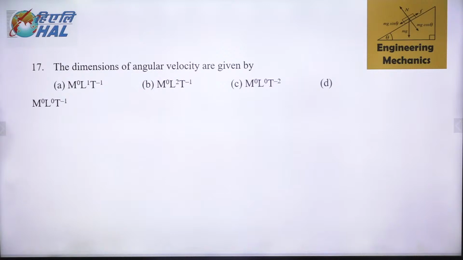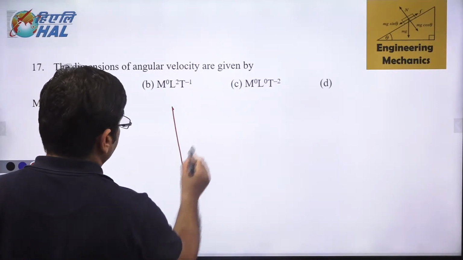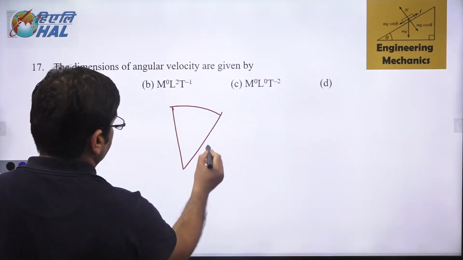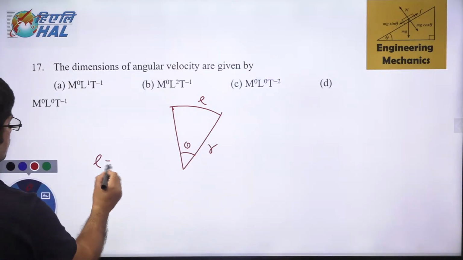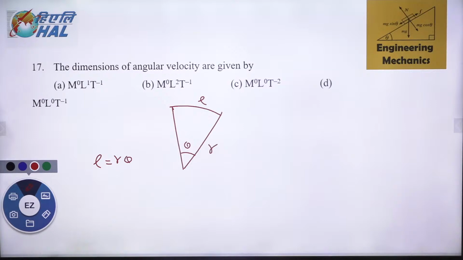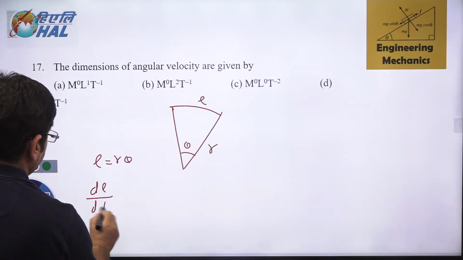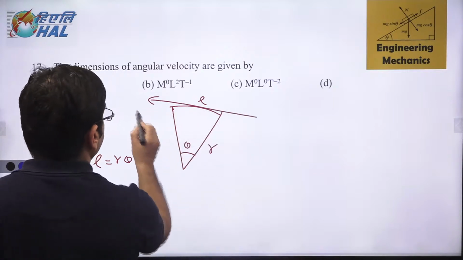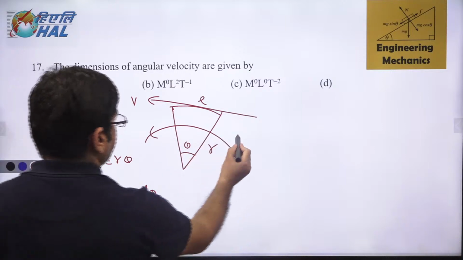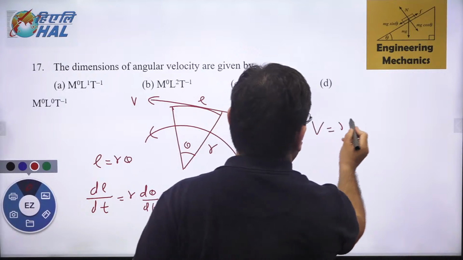Dimension of angular velocity is calculated like what? What do you mean by angular velocity? Let us say this is a radius, this is angular displacement, and this angle is theta. So L is equal to R into theta. Now this theta is angular displacement, dL over dt is R d theta over dt. What is dL over dt? It is nothing but velocity. What is d theta over dt? That is nothing but angular velocity omega. So V is equal to R into omega.